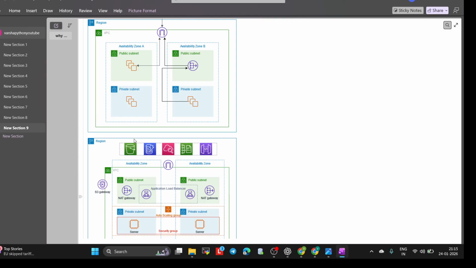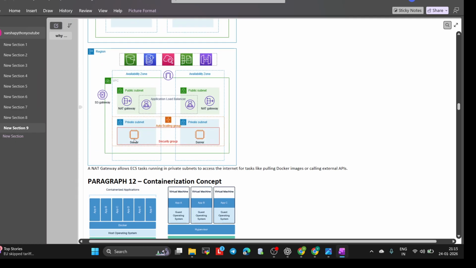From a real world perspective, NAT gateways are managed services, so we need not worry about scaling and availability. In production architecture, we usually deploy one NAT gateway per availability zone to avoid a single point of failure. So I hope you understand.